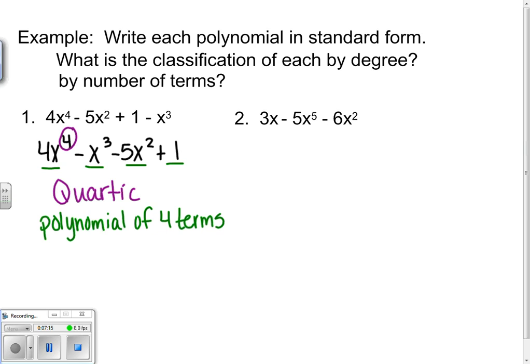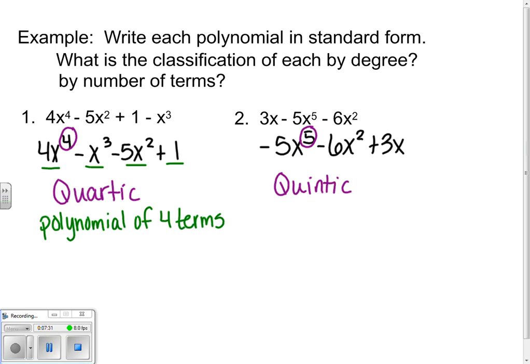Number 2, I don't see any like terms, so I'm just going to write them in order. Negative 5x to the 5th comes first, then minus 6x squared, then plus 3x. According to its degree, a 5 is a quintic. Look back on your notes if you have to. And then the number of terms. There's 1, 2, 3 terms, which makes it a trinomial. A quintic trinomial.